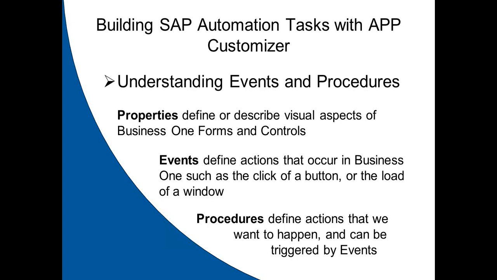Or the load of a window. When you open up a window, if you wanted something to happen, that would be an event that you can look for. And then procedures are the actions that we want to happen. When we listen for the event, we wait for the event, so that when the event happens, we can trigger our procedure and run our procedure.